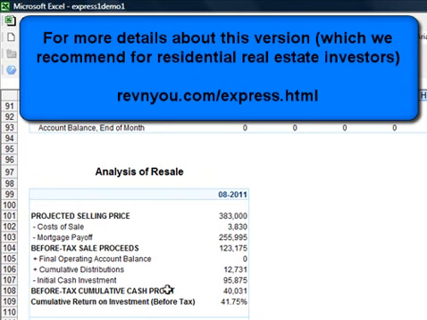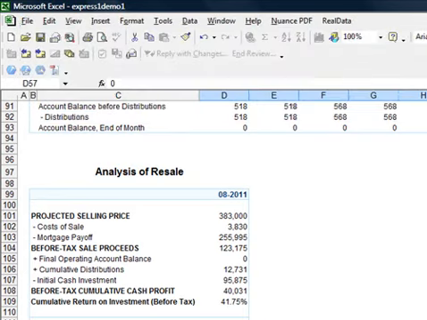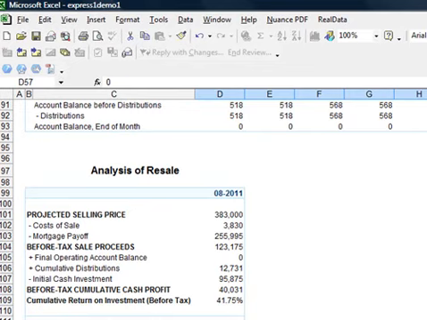And then we can get into a few other things, including there's your cumulative distribution. So that's your 12,731. And then you can actually look at your cumulative return on investment before tax. So that's 41% on my money, basically, over the course of the 2 years, or on an annualized basis, it's about 20% per year. So a nice little handy summary.